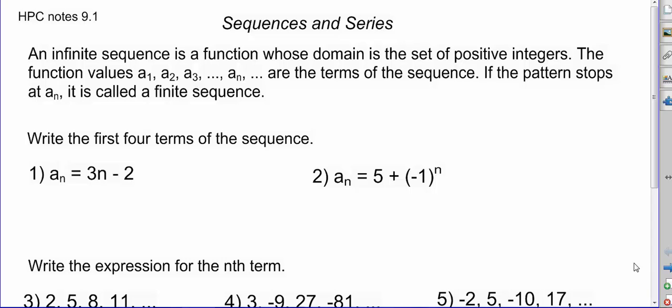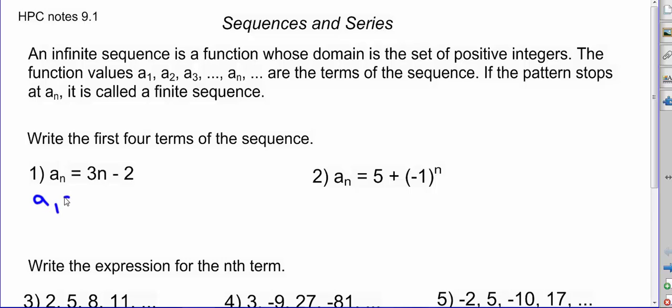So what are the first four terms of the sequence? The first examples we'll look at are explicit sequences. We'll look later at recursive sequences and how they're the same, how they're different. So first of all, to write the first four terms of the sequence a sub n equals 3n minus 2, you could actually almost think of this as being like functional notation.